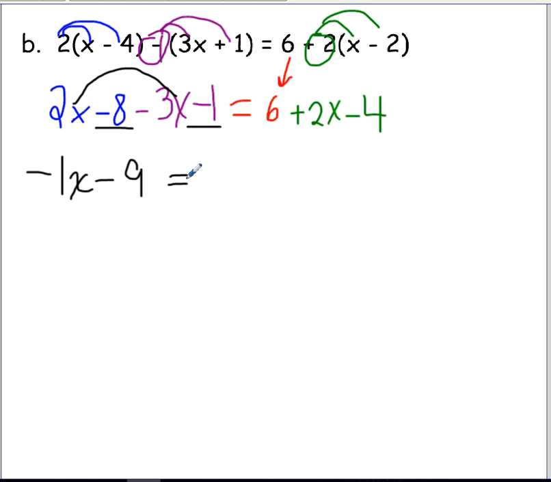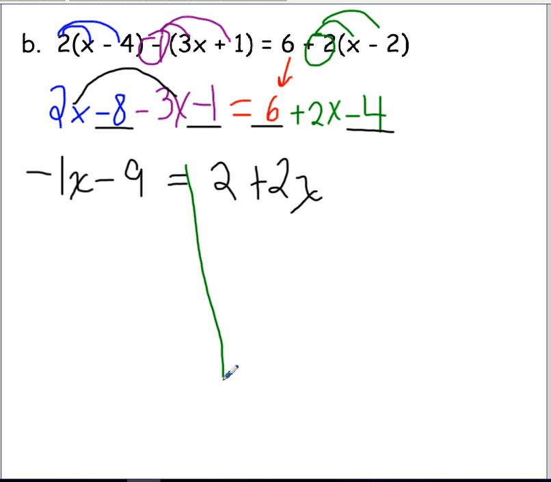And that is equal to, on the right-hand side, we only have two like terms. Our constants are 6 and -4. 6 minus 4 leaves us 2. So 2, and then we'll bring down our plus 2x. So now we have everything simplified as much as we can on the left-hand side and on the right-hand side.